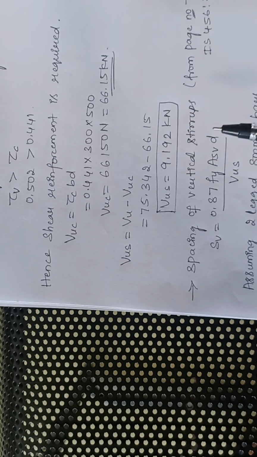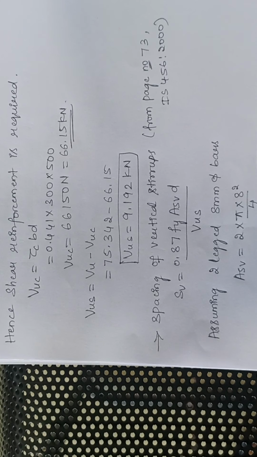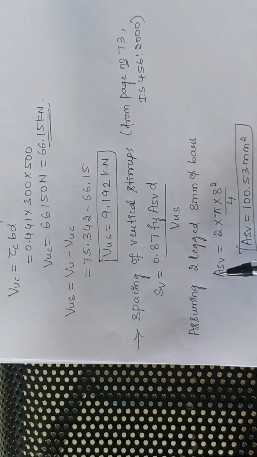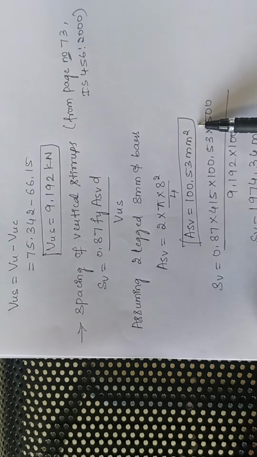This formula you will get from page number 73 of IS 456-2000. Here we have the formula SV is equal to 0.87 Fy ASV D divided by VUS. Let us assume 2-legged 8 mm dia bars as our vertical stirrups. Then let us find the value of ASV. ASV represents the area of vertical stirrup. As we are considering two-legged here, we need to multiply this with 2 and apply the formula of area of circle, that is pi d square by 4, where d is 8 mm. On simplifying it, you will get a value of ASV as 100.53 mm square.